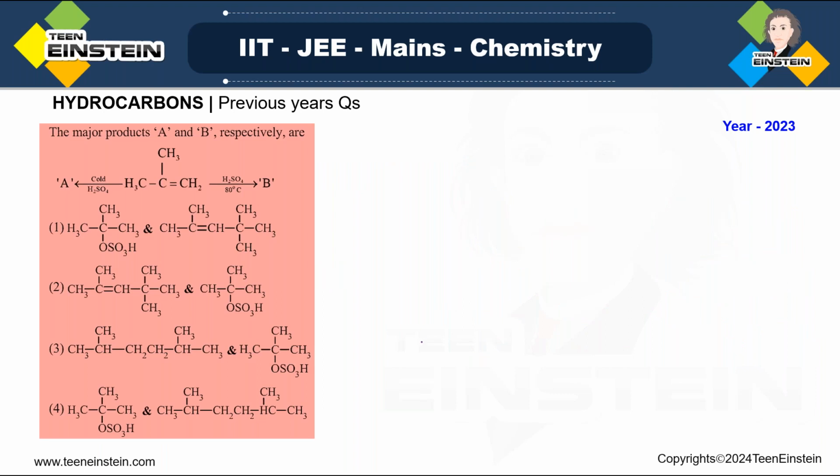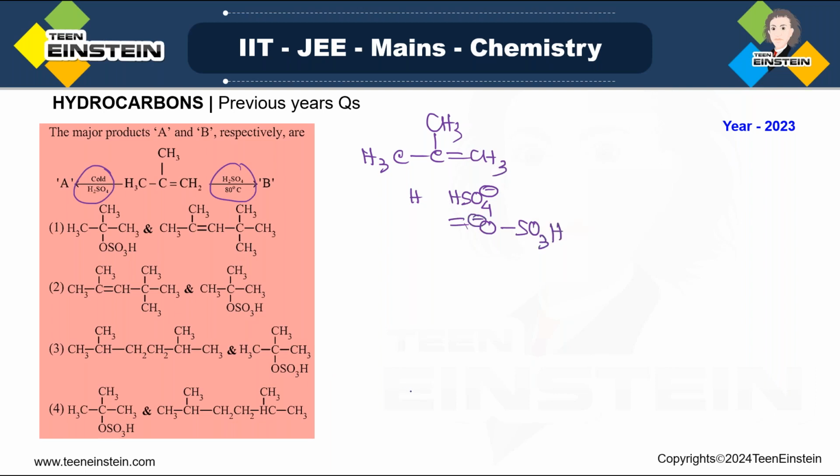The major products A and B respectively are: this side we are using cold H2SO4, this side we are using hot H2SO4, 80 degrees. When it is cold H2SO4, it is a simple addition of H and HSO4 minus, if you break H2SO4 into two parts. You can also write it as OSO3H, same thing. According to Markovnikov, this part will be added here. That means your product should be either option 1 or 4, not option 2 or 3.